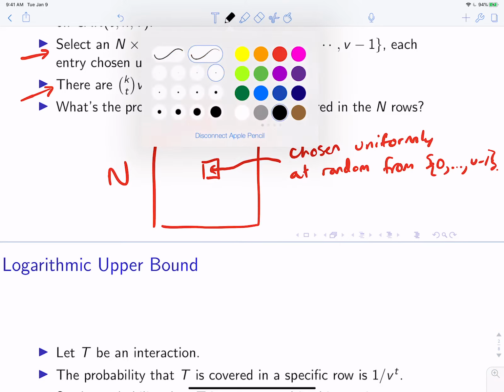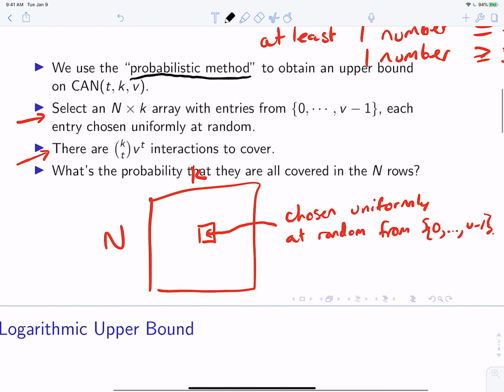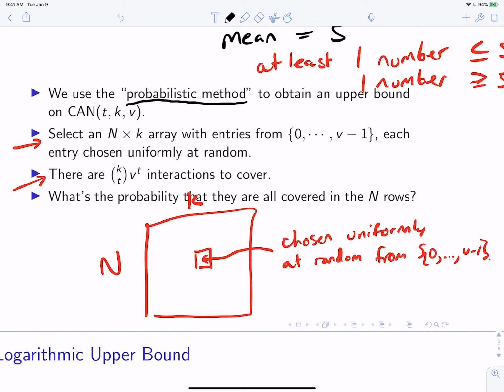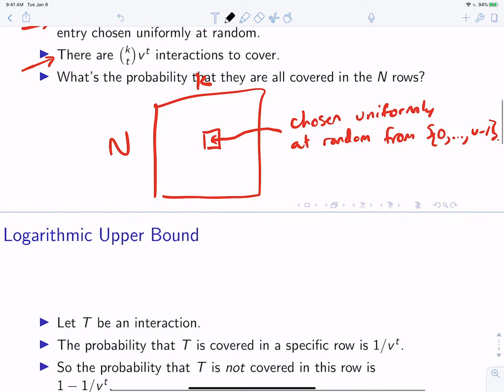Okay. So if I just make this array randomly, it may or may not be a covering array. It may be possible that the entire array is just all zeros. There's no ones, there's no twos, there's nothing in there. It is completely random. So we need to think about what is the probability that we have a covering array.